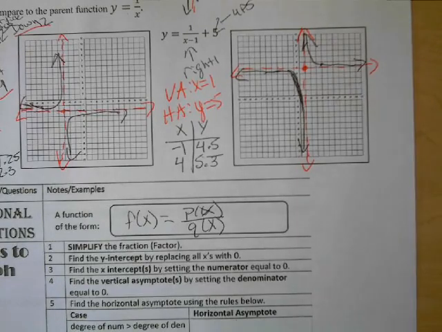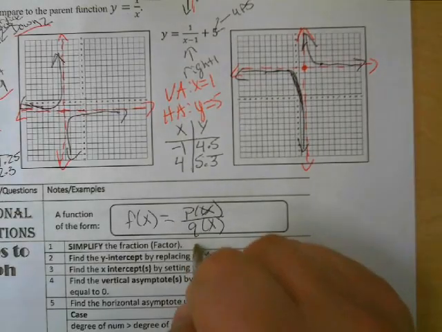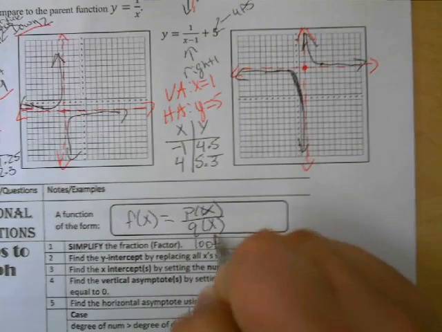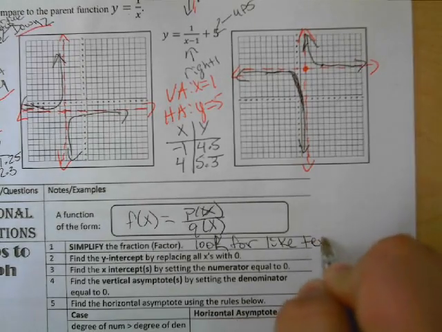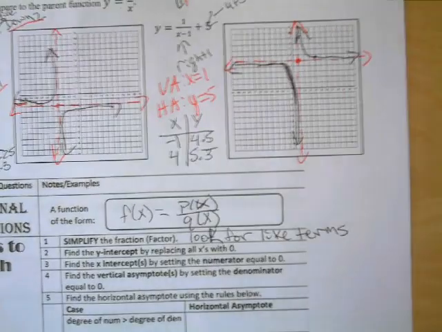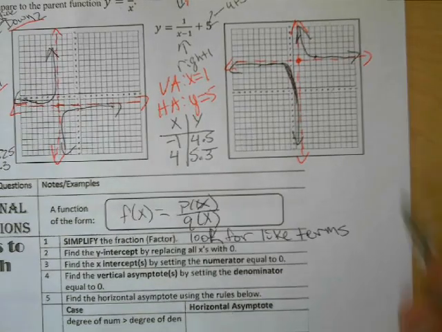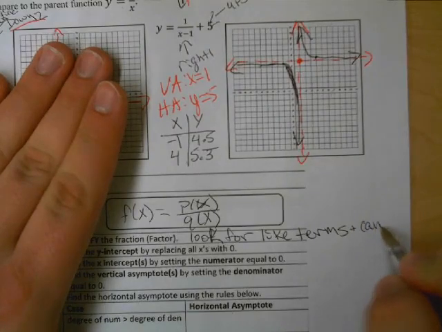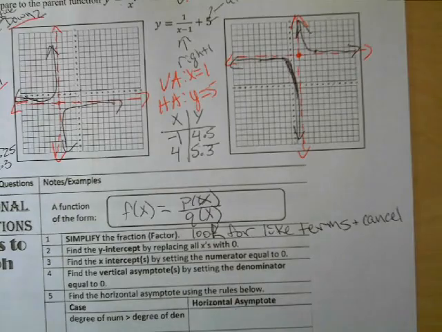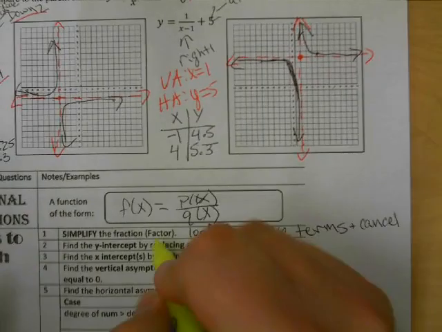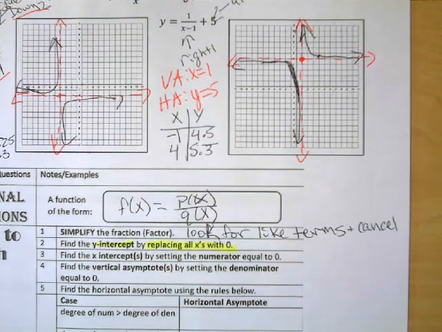So the first step really is to simplify the fraction. That means look for like terms. Look for like terms and cancel. That's really what we're going to do. Finding the y-intercept, all we're going to do is replace all the x's with 0 and simplify. That's all we're going to do with the y-intercept.